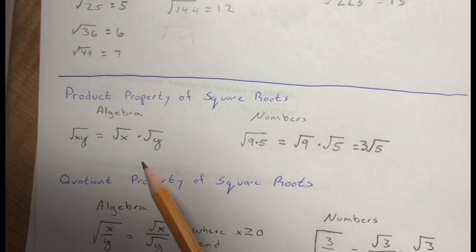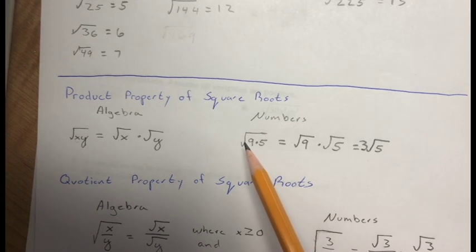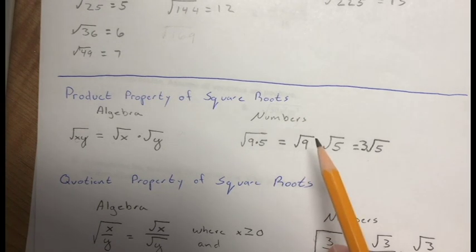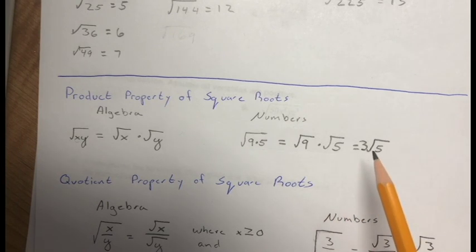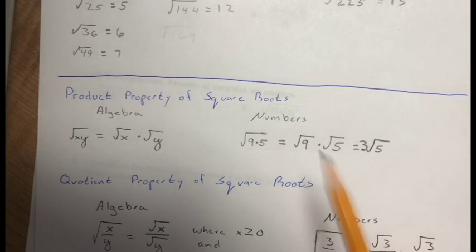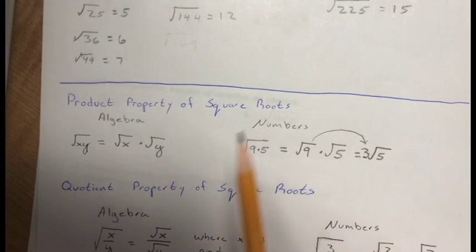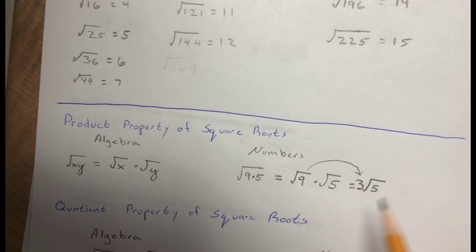This is a very useful skill, especially when we simplify radicals later on, such as this. I have the square root of 9 times 5. I'm able to break it out and say the square root of 9 times the square root of 5 is equal to, and look at what happens here, 3 times the square root of 5. Here's the reason: the square root of 9 is equal to 3, because we can prove that up here. And since I'm saying 3 times the square root of 5, it's 3 times the square root of 5.